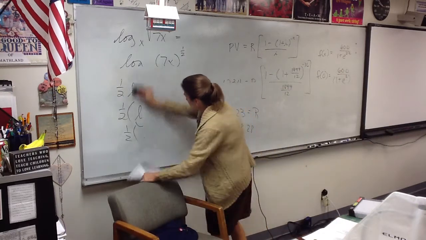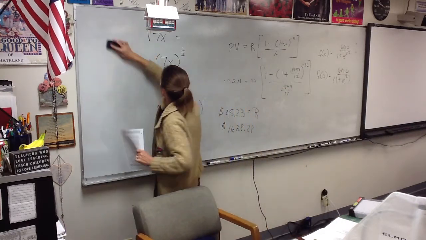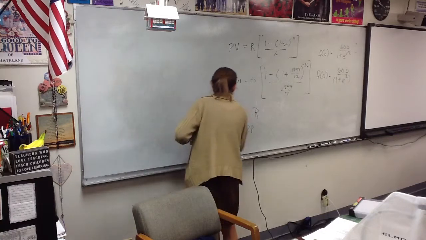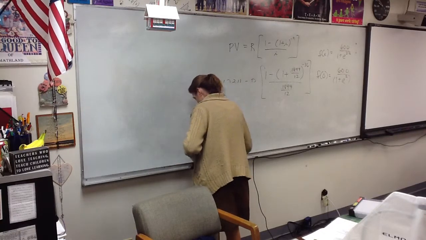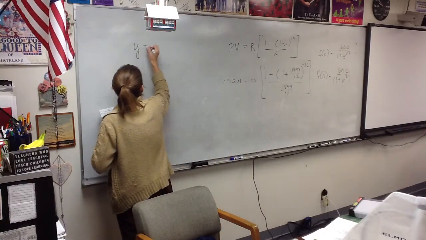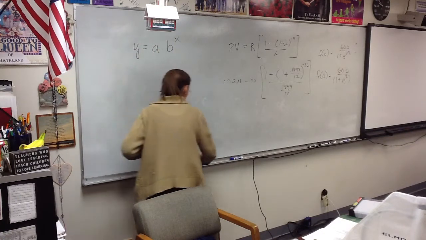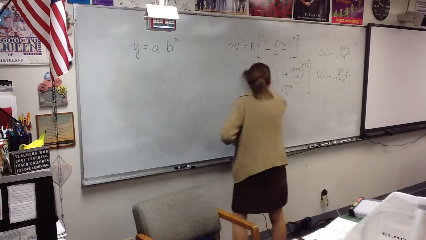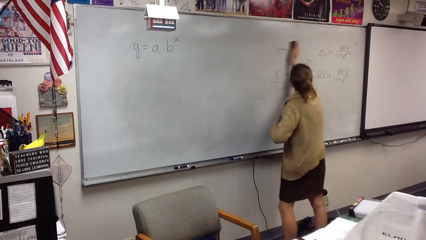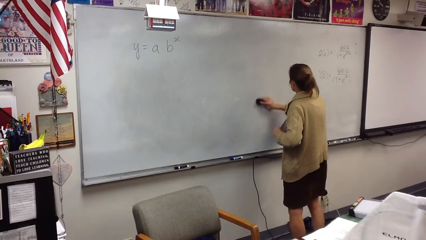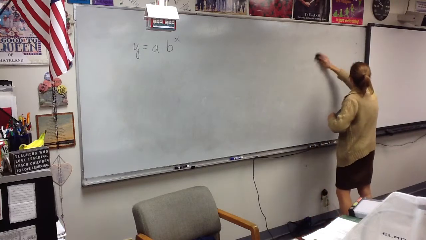So the equation that we are shooting for is y equals a times b to the x. That's what an exponential looks like. So I've given you 2 points. What are you going to do with these 2 points?